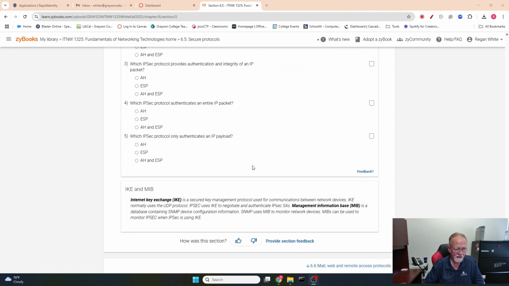Got a participation activity, and then IKE and MIB. You need to go through and read that and make sure that you are familiar with those 2 things.